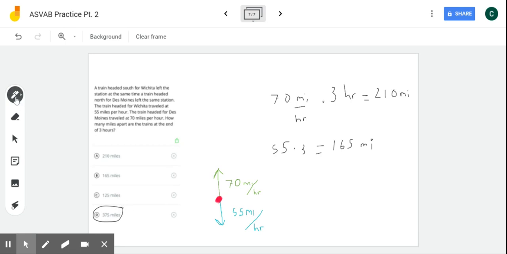The formula for figuring this out, if you like to see formulas, distance is equal to the rate. So the rate in this case was our miles per hour times time. So that's just what we did here. So the distance was equal to the rate times the time. Distance, rate, time.